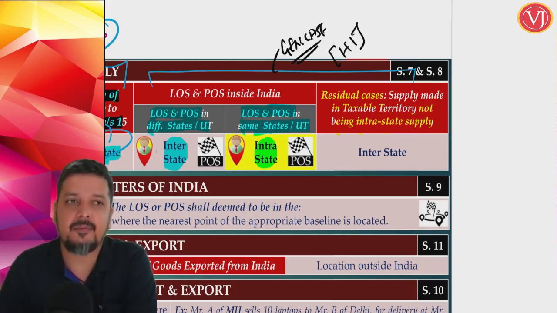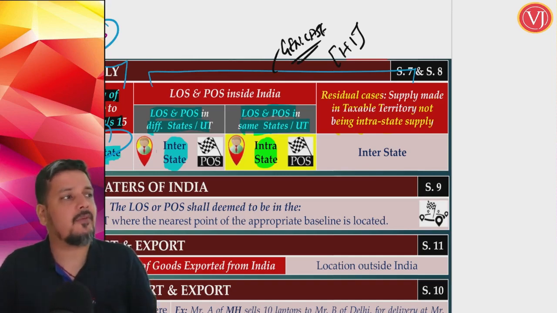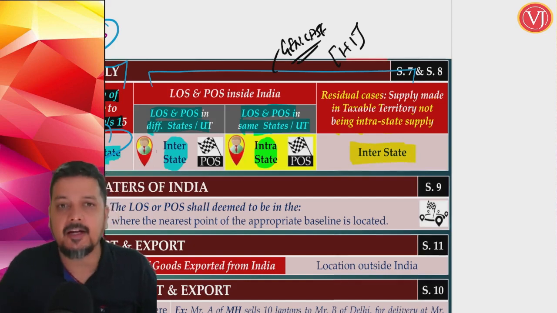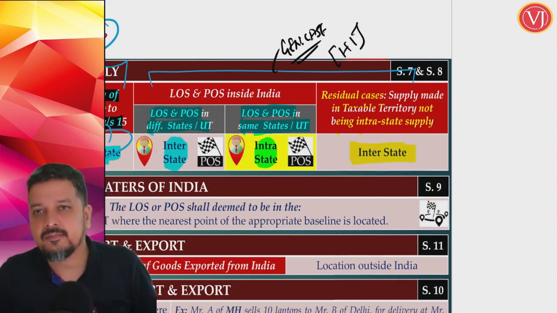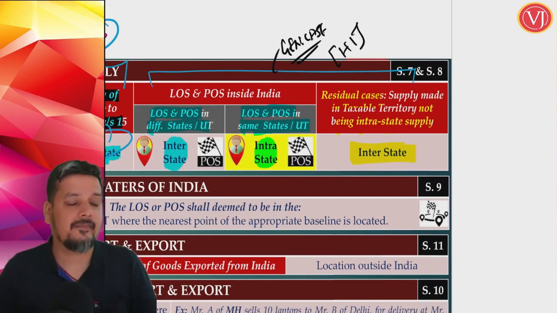Now, what is that exception? Where you are unable to find out any answer. If you are unable to find out any answer, by default, it will be treated as IGST. So, is it possible that we are not able to find out the answer?